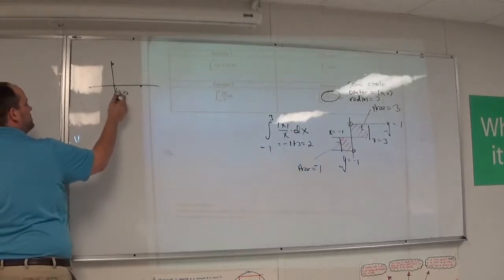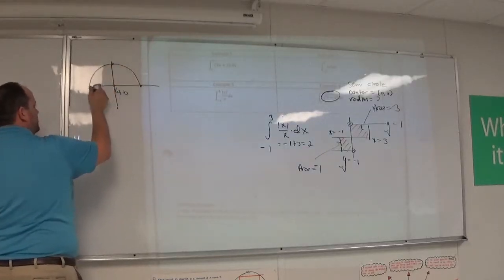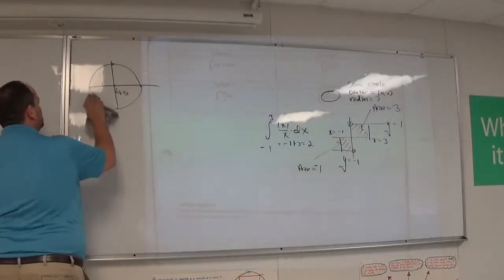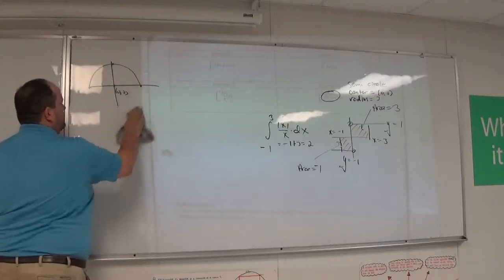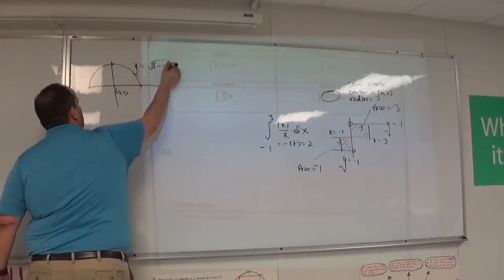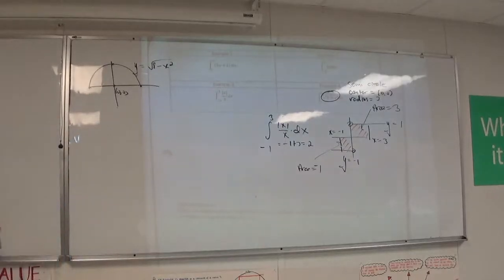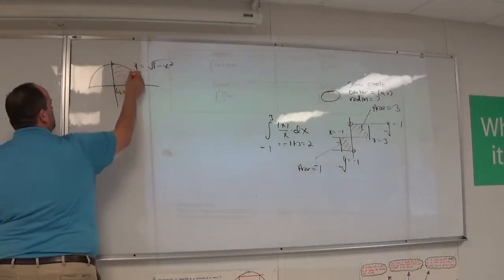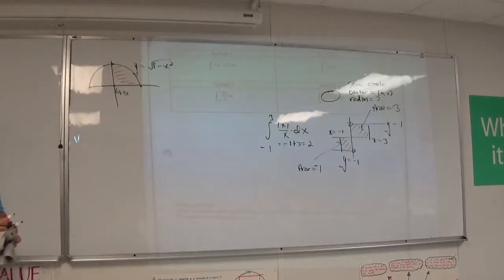Radius is 3. So a full circle would look like that. Semicircle, y equals, those are all positives. There's your semicircle. This is the graph of y equals the square root of 9 minus x squared. Specifically, what's the area that I want? Right. We want to go from 0 to 3. Everybody okay with that part? Okay, what are we going to do?